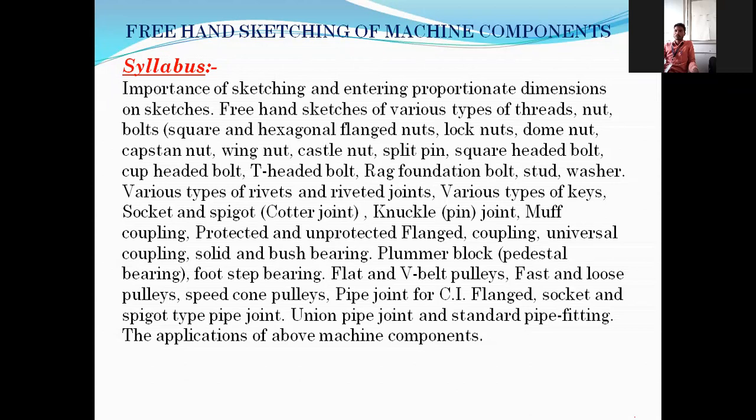Then we are going to see freehand sketches of various types of threads. Nuts and bolts, different types of nuts and different types of bolts, along with their applications. There are a number of types: square and hexagonal, hinged nut, lock nut, dome nut, capstan nut, wing nut, castle nut, split pin, square-headed bolt, cup-headed bolt, T-headed bolt, rag foundation bolt, stud, washer. Further, various types of rivets.